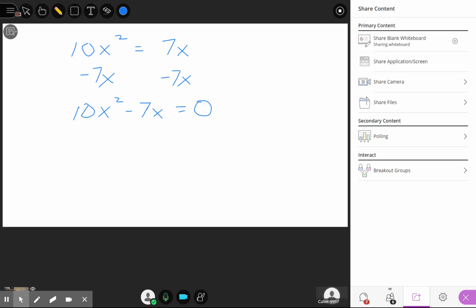And then to factor here, I notice there's a greatest common factor to pull out, which is always the first type of factoring that you should do. So I notice in each of these terms there's an x that I could pull out. And then I'll put just a parentheses. And we'll put what's left. So if I pull an x out of 10x squared, I'm left with a 10x. If I pull an x out of negative 7x, I'm left with minus 7.